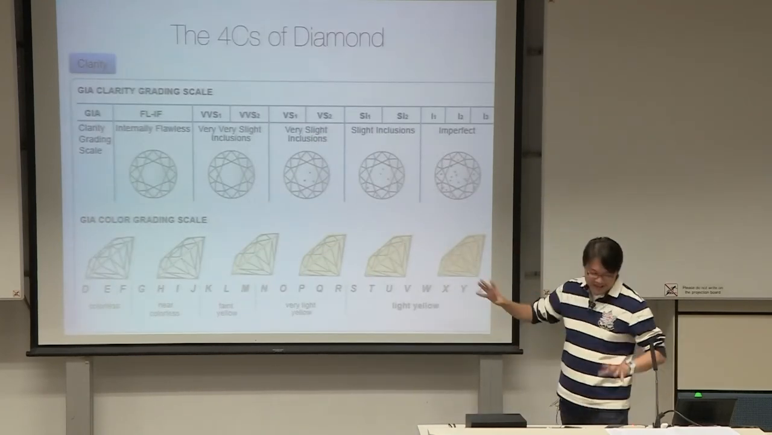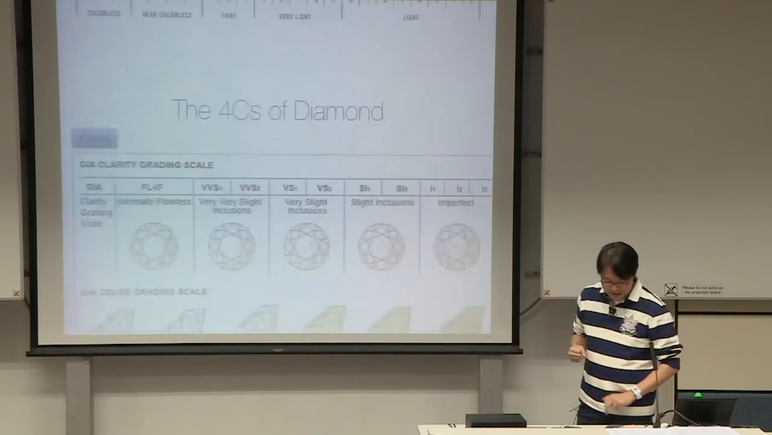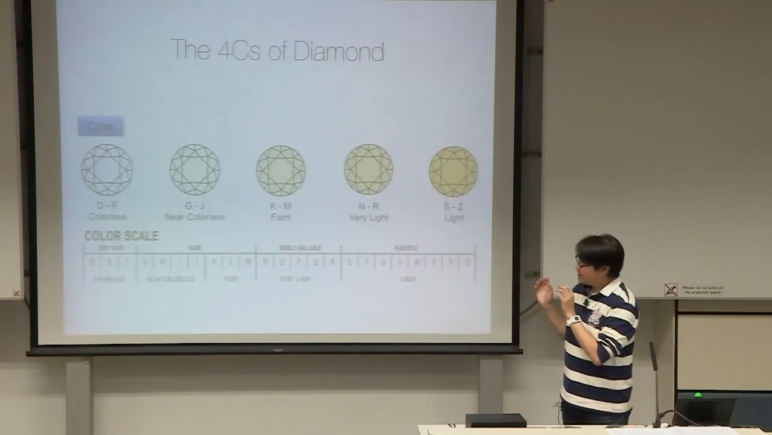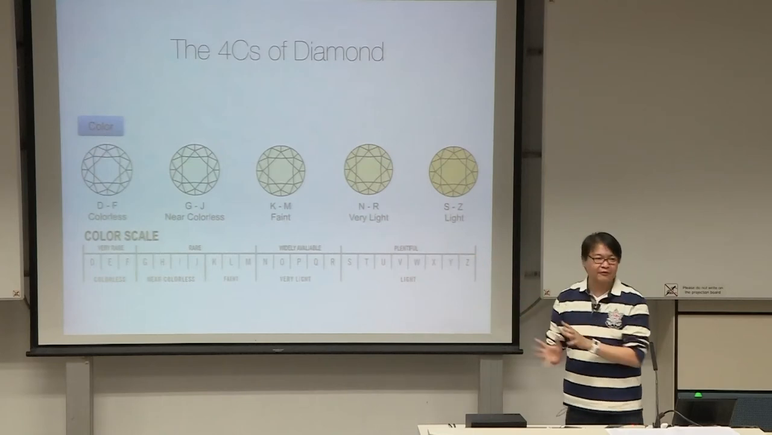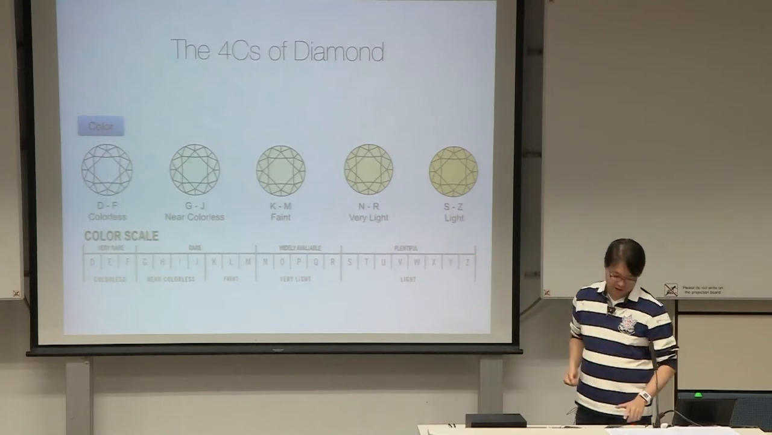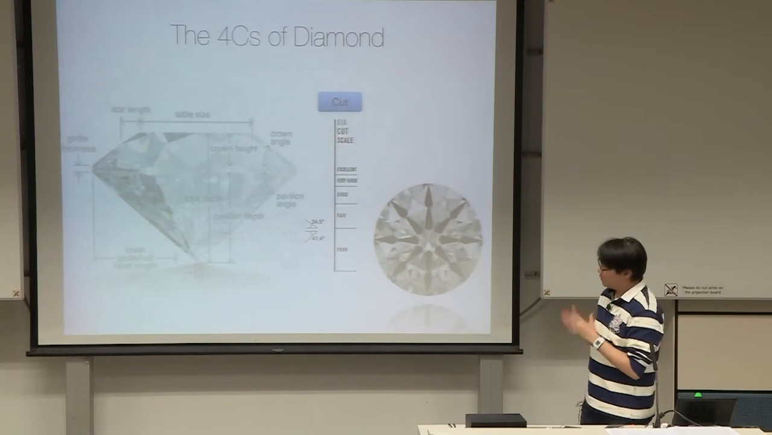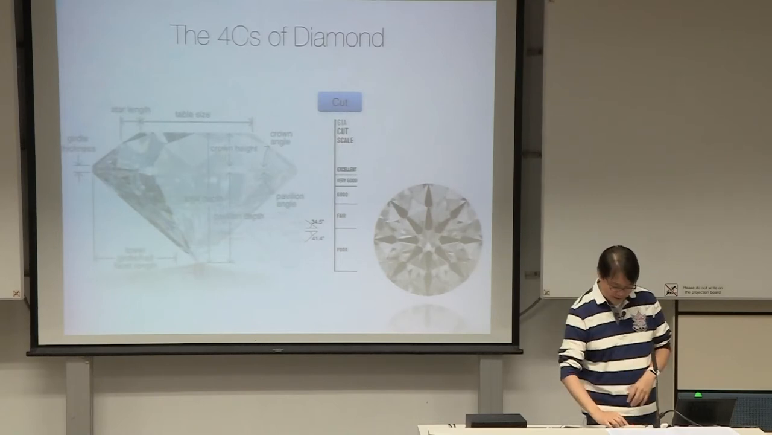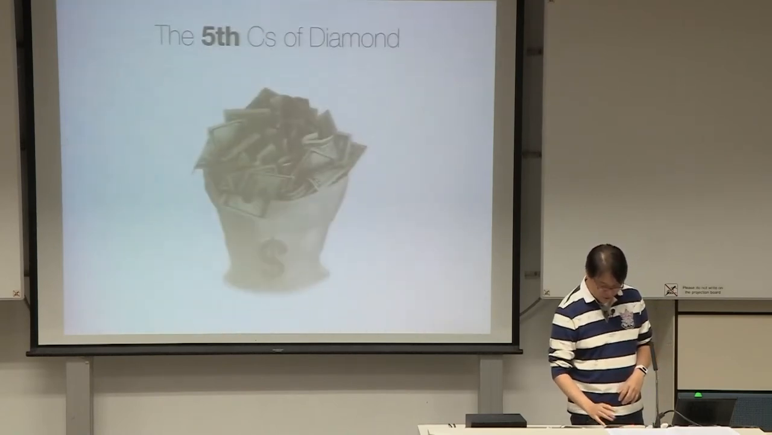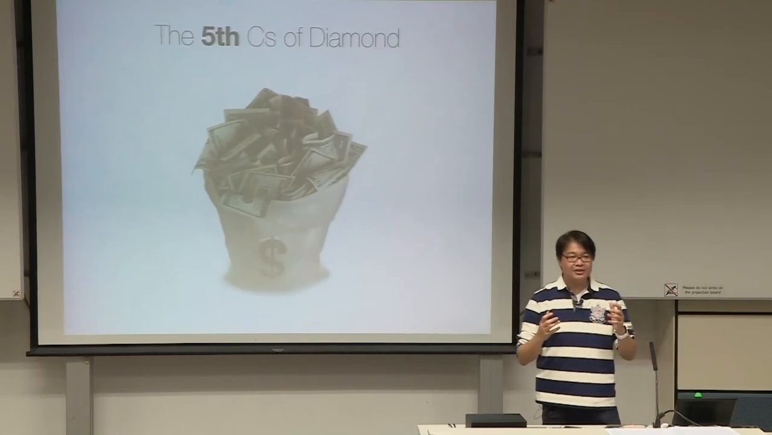Clarity again requires a loupe. Color is very, very rare, and it's rated very, very high, so people really want white color diamonds. Cutting is also important. Usually it's 58 facets. Okay, this is the four Cs. And let's talk about our product.